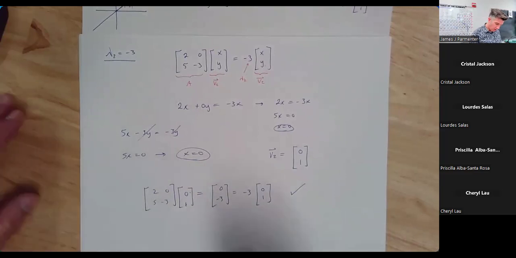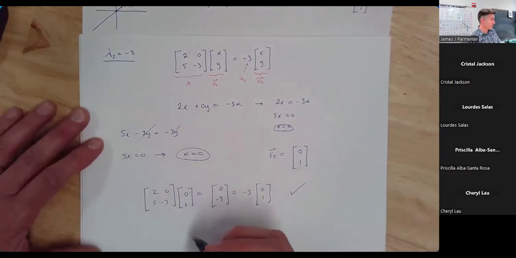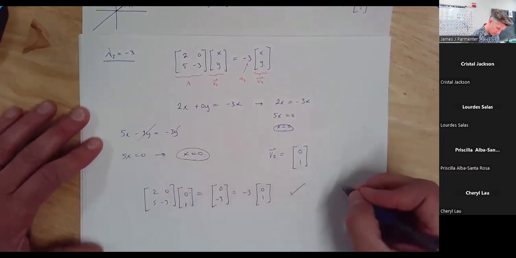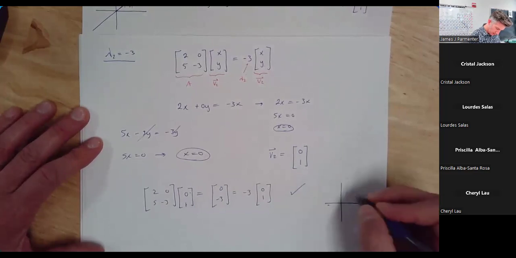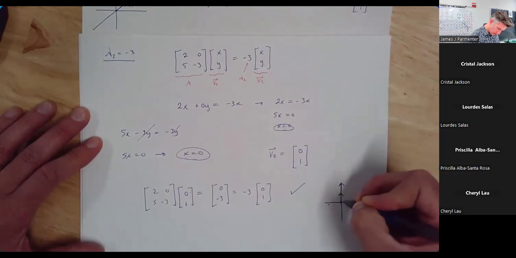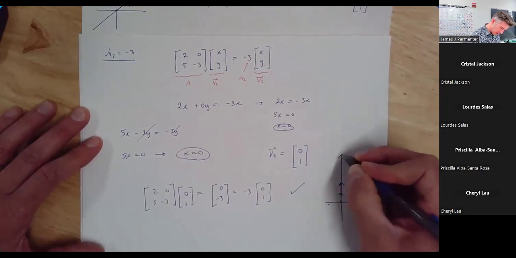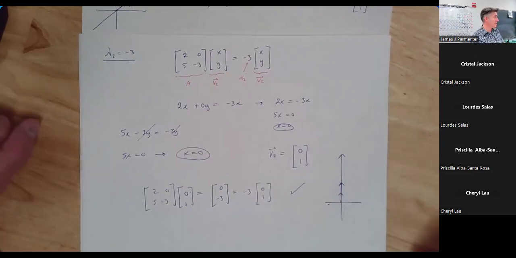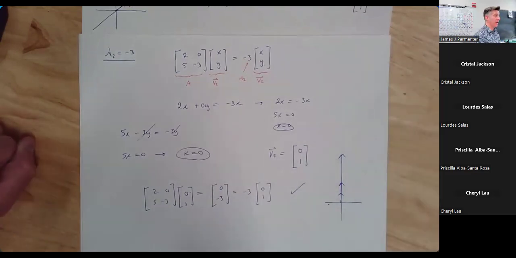Because again, all these vectors that have a 0 in the x direction and a non-zero in the y direction, all those vectors point straight up, whether it's 0, 1 or 0, 2, 0, 7. All those vectors are pointing in the same direction, which means all of them are equally good eigenvectors.